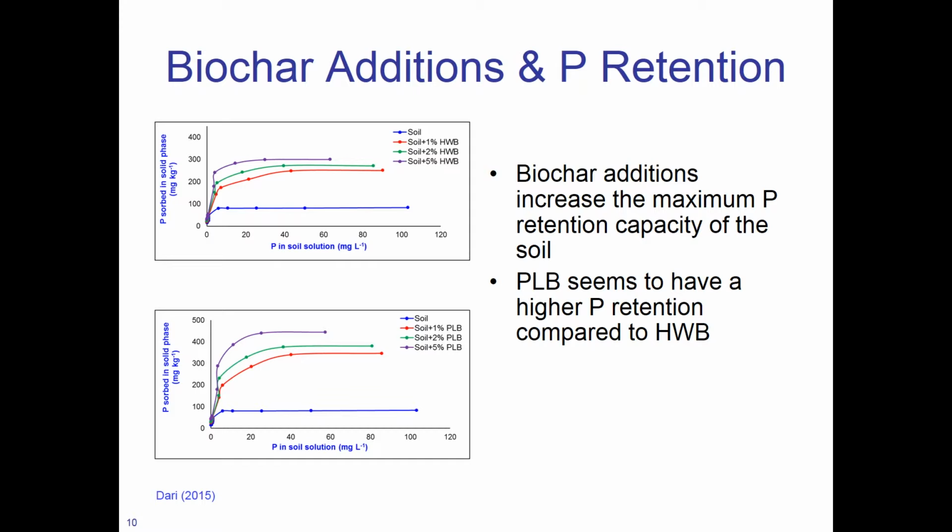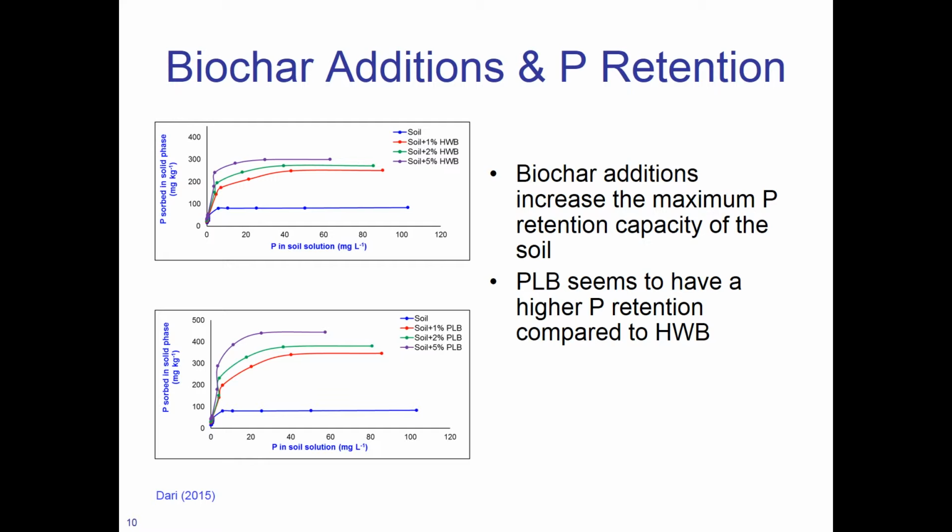Now let us look at biochar additions and P retention. First we looked at the P release pattern. Now let us look at the P retention pattern. This is a simple isotherm type of parameter, P in solution versus P sorbed in the solid phase. This one is just the soil, the blue line, and then the other 3 are 3 different rates of hardwood biochar addition, and below it's the same thing, but 3 different rates of poultry litter biochar addition.